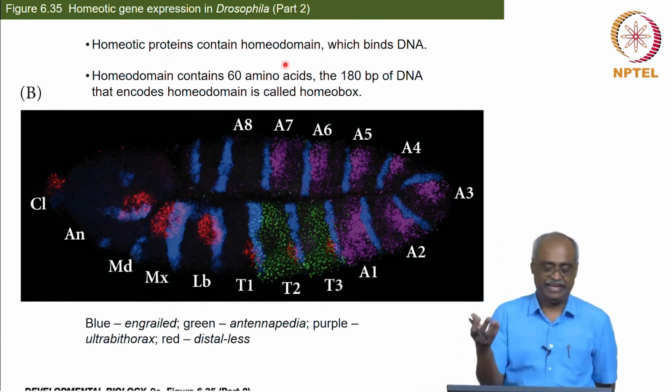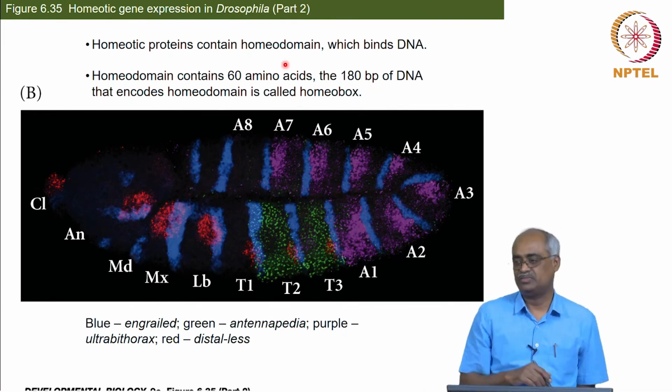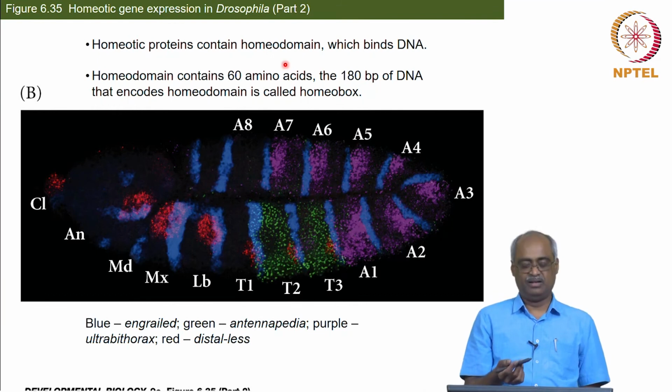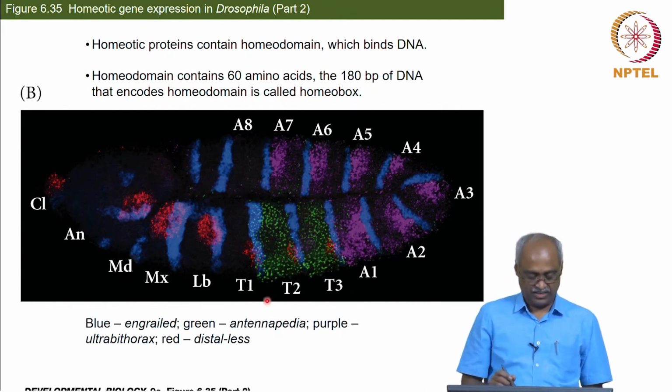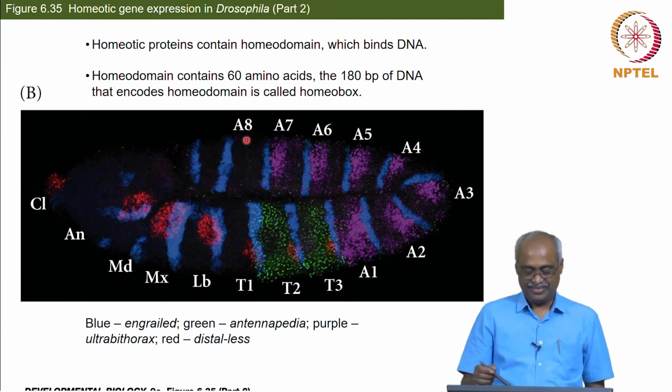That is how initially they named homeotic mutants, and therefore the underlying genes are called homeotic genes, and the proteins are homeoproteins. They are also called Hox genes, short for homeotic genes. So, here you see the expression pattern. Engrailed is what group? Segment polarity gene, right. Then you have antennapedia, the green one, expressed only in the thoracic segment. Purple here is ultrabithorax, and the red is distalless.